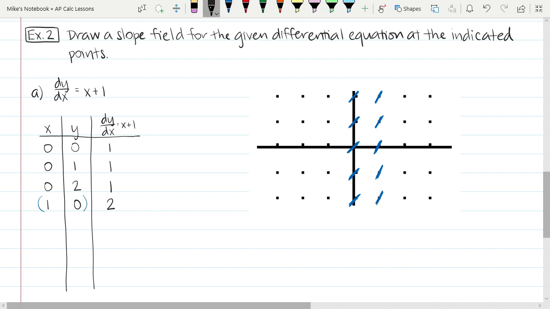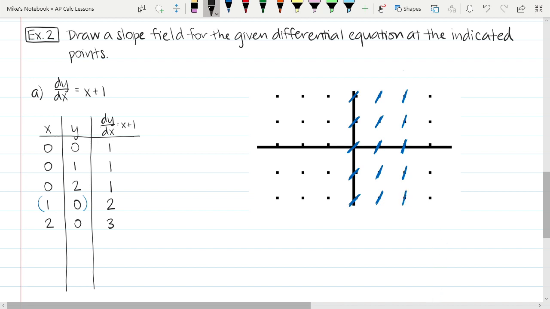All right, moving on. So what about when x is 2 and y is 0? Well, dy/dx will now be 3. So again, 3 is very steep compared to 2. So it's something like that. Again, it doesn't have to be perfect, but you do want to make sure that it looks slightly steeper than a slope of 2. So slightly steeper, still slightly steeper, and slightly steeper.